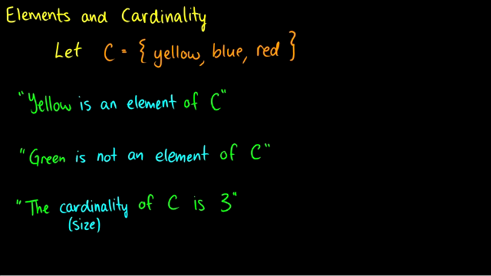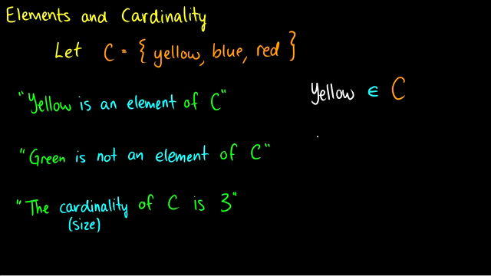Now, how do we write this? Well, we have an element yellow, and we want to say it's part of a set C. So in order to write this in notation, we use this epsilon. So yellow is in the set C.